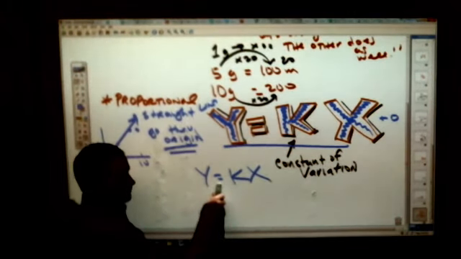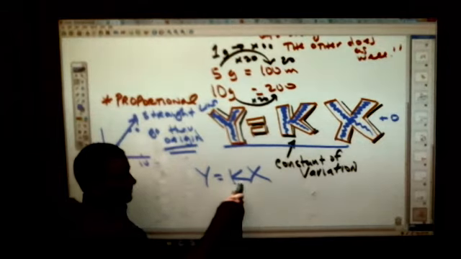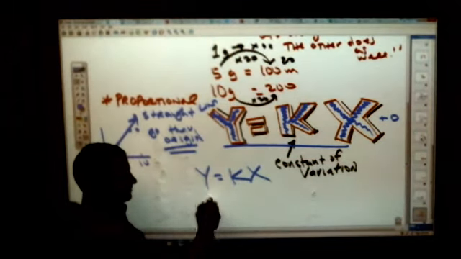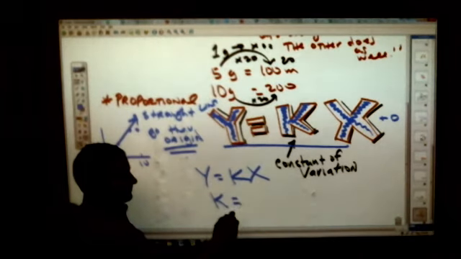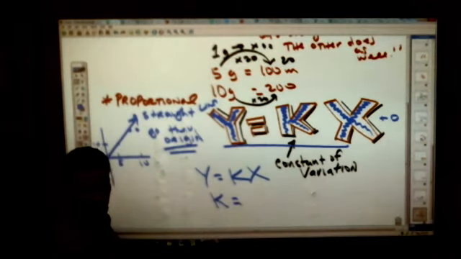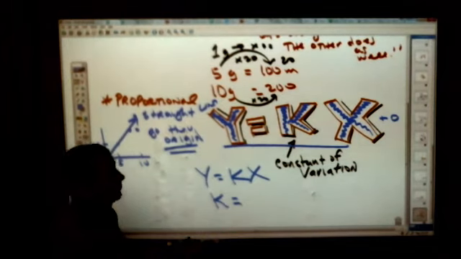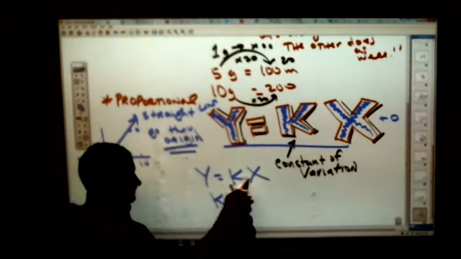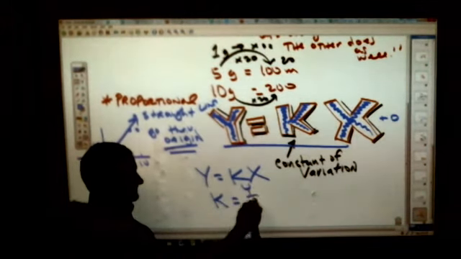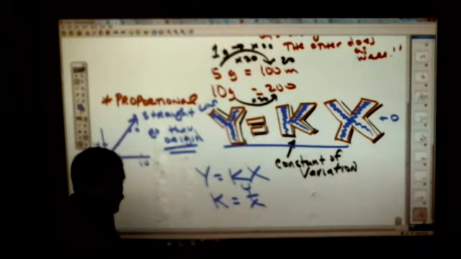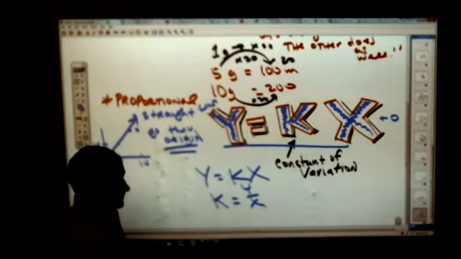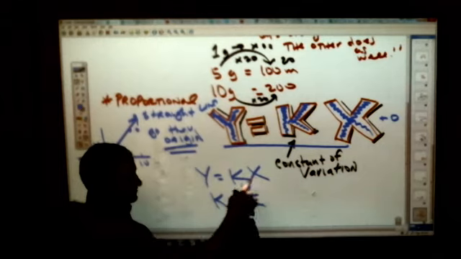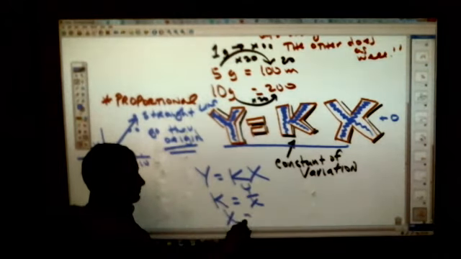What would this be solved for k? If I said solve this for k, k would equal what? Is it like y over x? Yeah, y over x. Why? Because I divide by x, I divide y by x. This is the same equation. And if I solve this one for x, x would equal what?